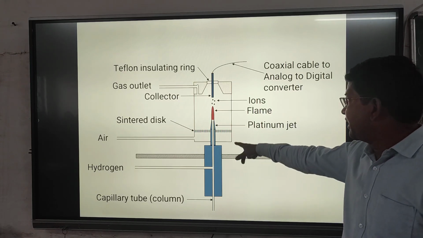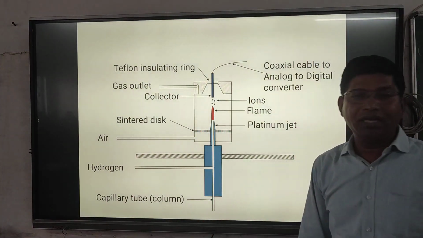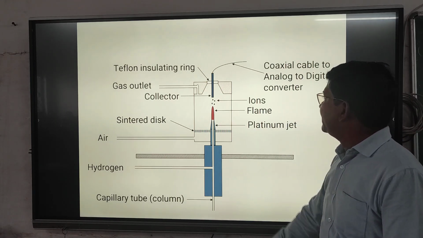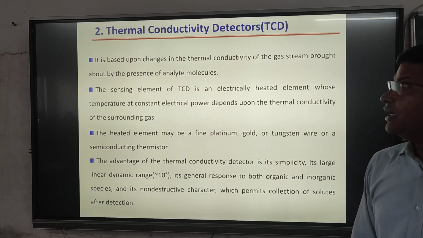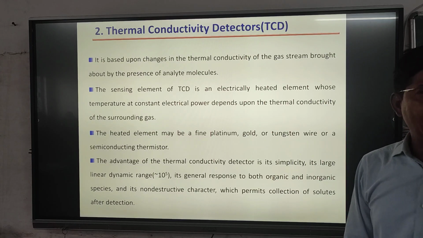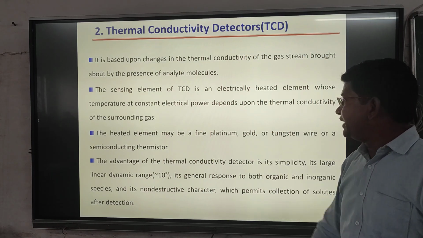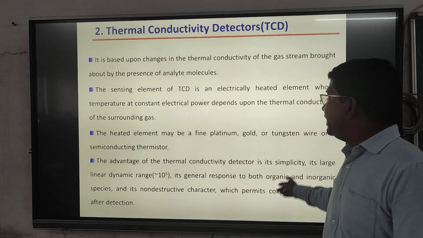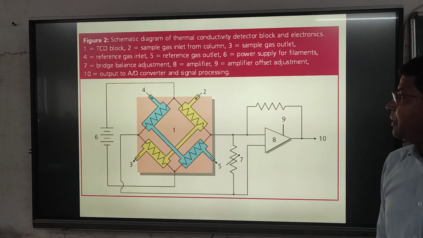We have hydrogen, gaseous compound mixture, and air, and here we can see that it forms ions or electrons, and that is converted into an electrical signal in the gas chromatography. Next, the TCD, thermal conductivity detector. Here there are some metals like gold, tungsten, and platinum. These are a semiconductor thermistor, and here the signal coming from the column is measured.